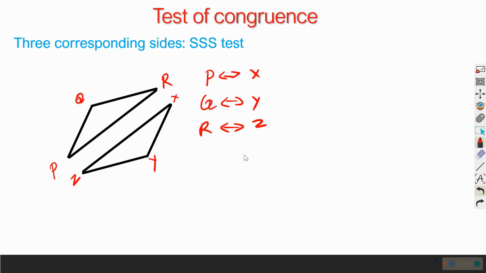I can also say that these two triangles are congruent because their sides are congruent. How will I show that? PQ congruent with XY, QR congruent with YZ, and PR congruent with XZ. This way the congruence would be, and this way the correspondence would be. Understood? This type of showing the congruence of two triangles by showing the congruency of three sides is named the SSS test of congruency. Very simple, easy to understand.